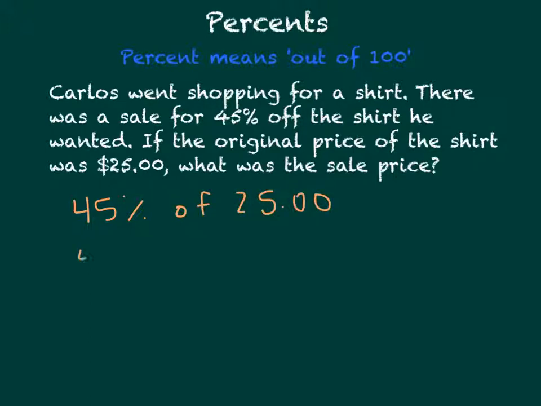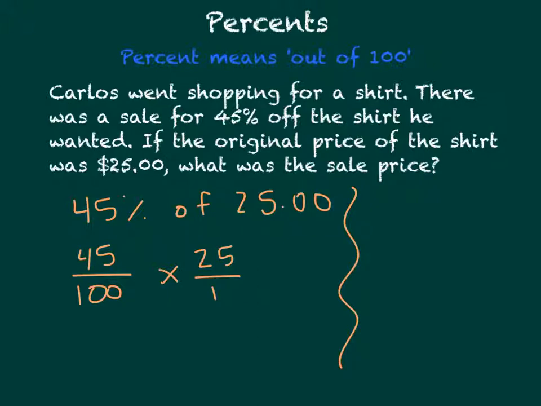Or we could say, if you like to multiply fractions, you could do it this way. Or if you're a decimal person, you could do $25 times 45 hundredths. So three different ways you could set it up. You could use any one you want. Which one do you like? I'll go fractions. That's the one I would pick too. So we would do 45 hundredths times 25.